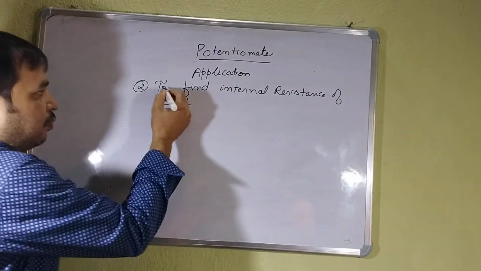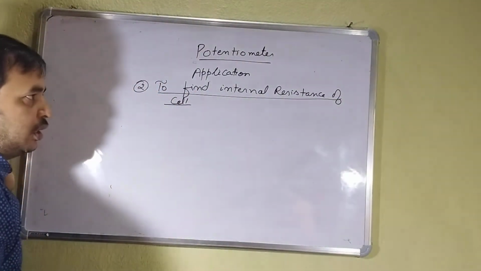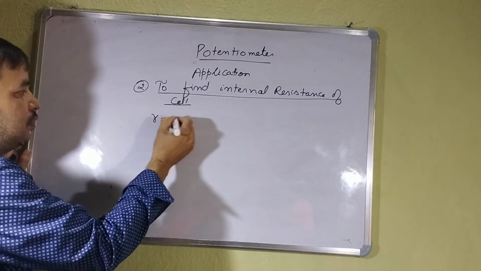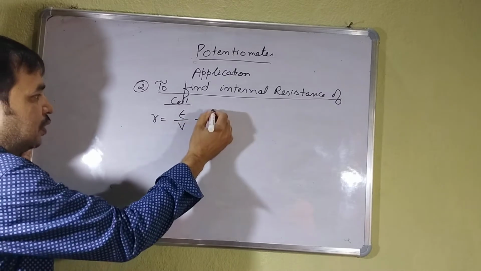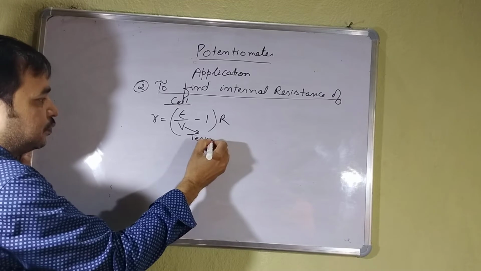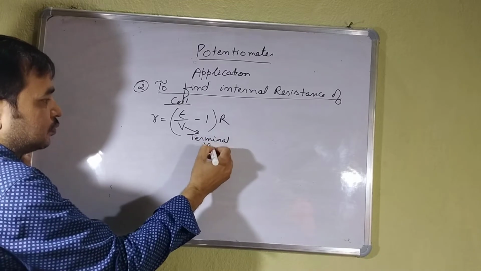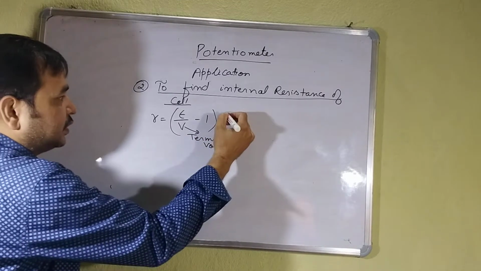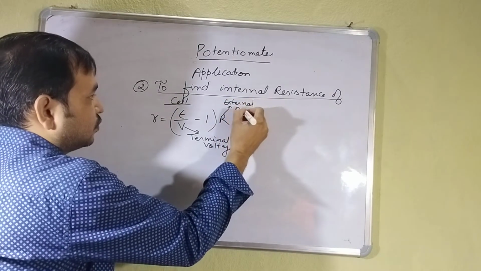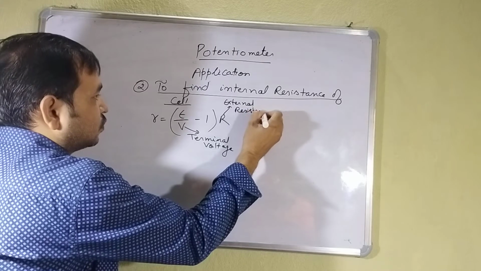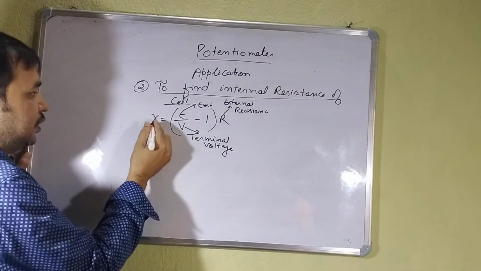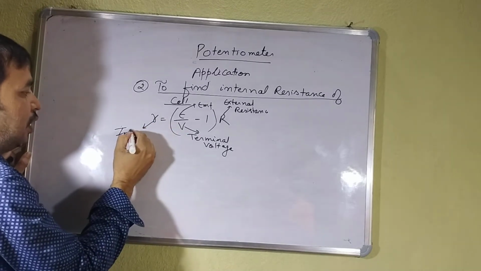We have read the formula in the EMF and terminal voltage topic. r is equal to (E by V minus 1) into R. This V is known as terminal voltage, this R is known as external resistance, and this E is known as the EMF of the cell. And this small r is known as internal resistance.